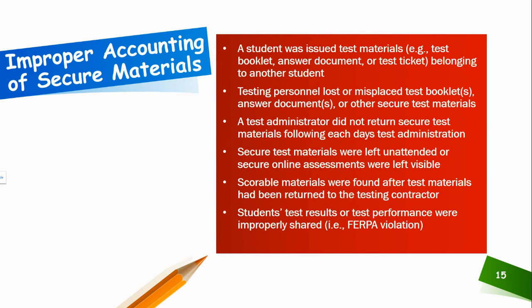Improper accounting of secure materials may include giving a student material that belonged to another student, losing or misplacing secure test materials, including test booklets, not returning secure materials at the end of each test day. Secure materials were left unattended or an online test was left visible. Scorable materials were found after all other materials were returned to the testing contractor. And a student's test results or test performance were improperly shared.